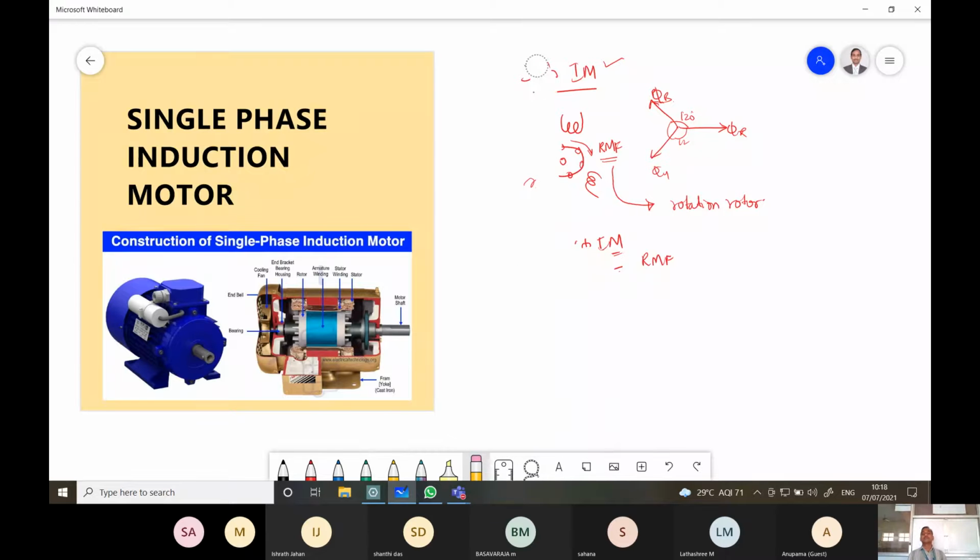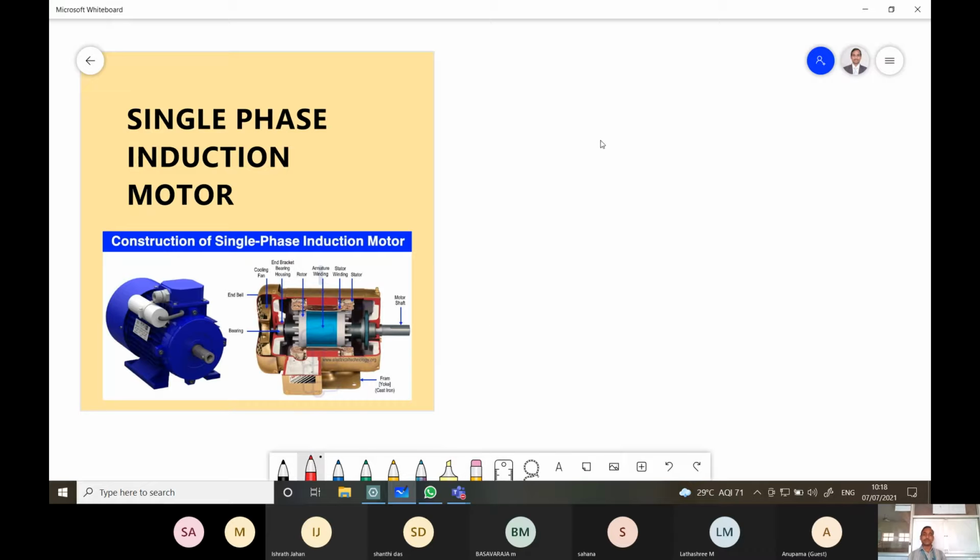So what is a single phase induction motor? It is an induction motor that works on a single phase AC supply. That motor you can call a single phase induction motor.